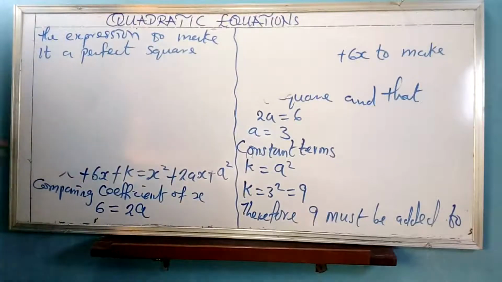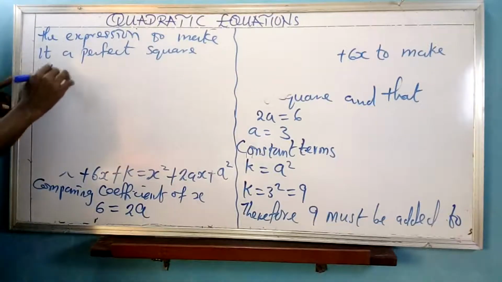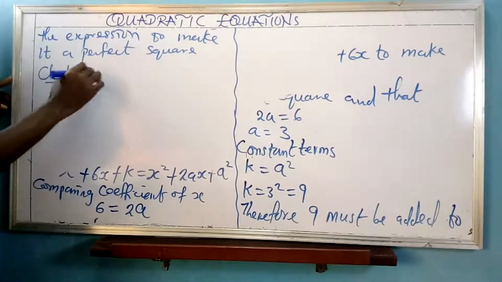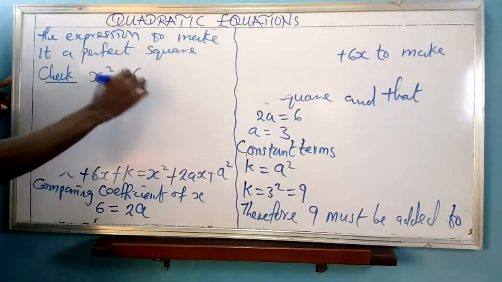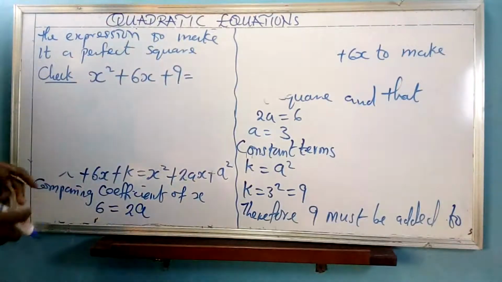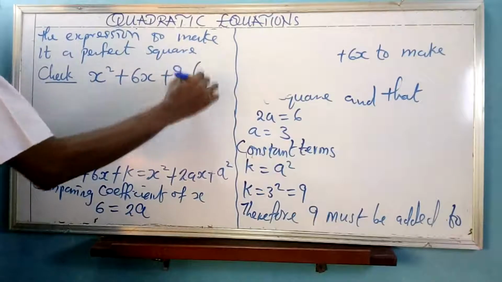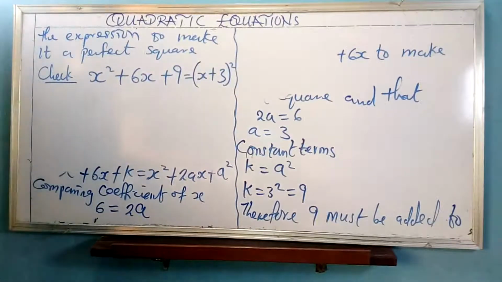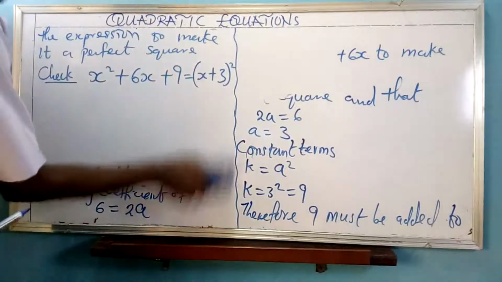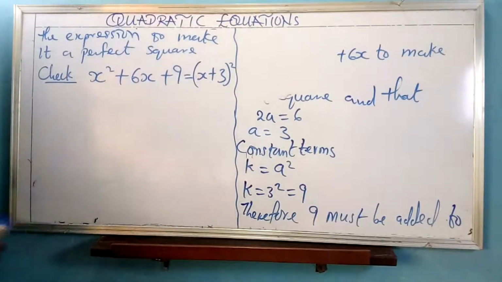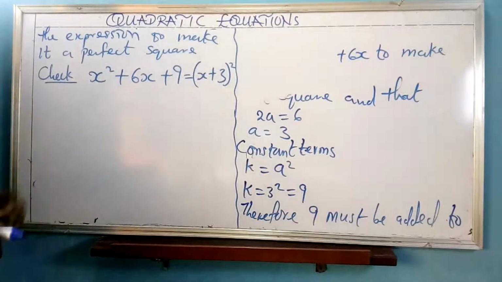That is, the expression must be like this. When we check it, you're going to see it. It must be like x squared plus 6x plus 9 will be equals to x plus 3 squared. Don't forget the value of our a. What's the value of our a? That is 3. The value of our a is 3. So we have it like that. Do you see it up to that end?